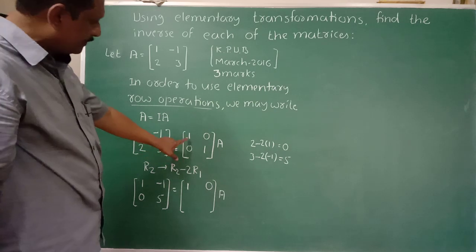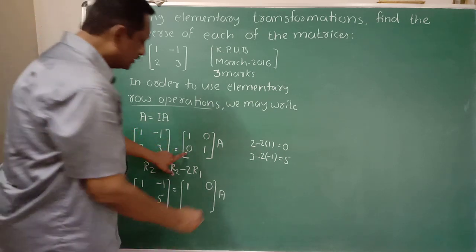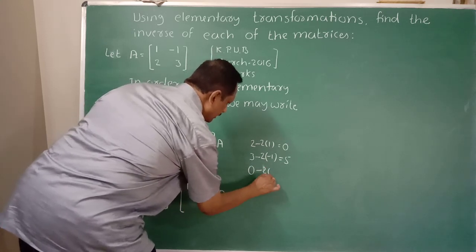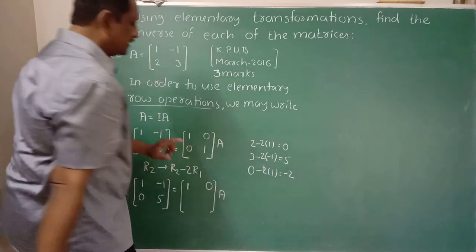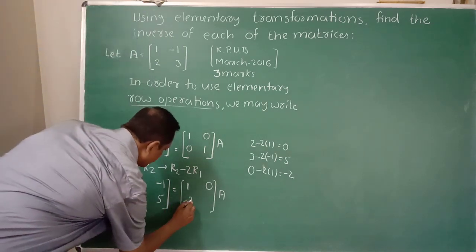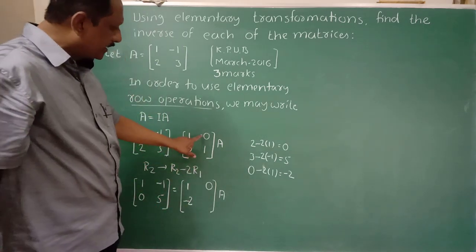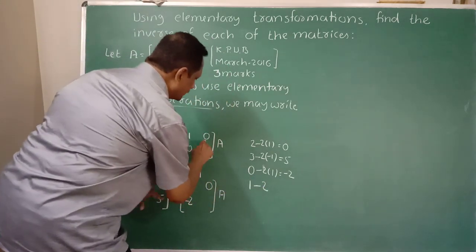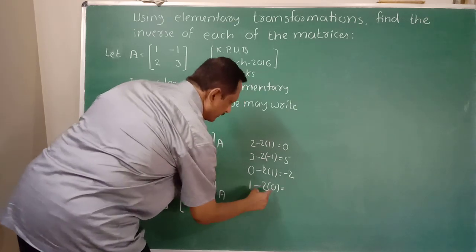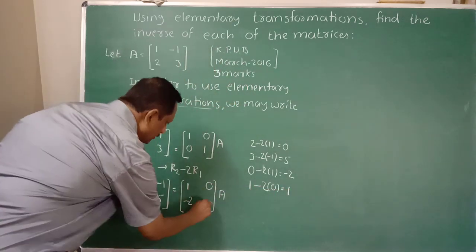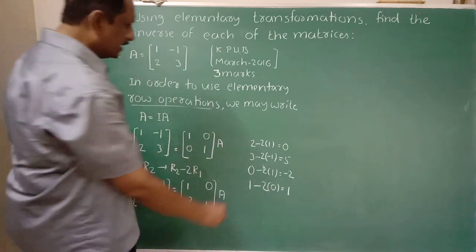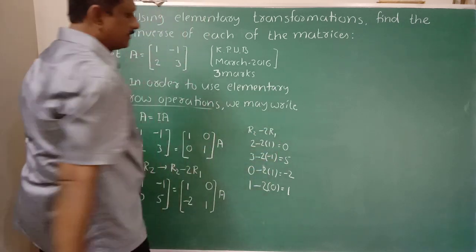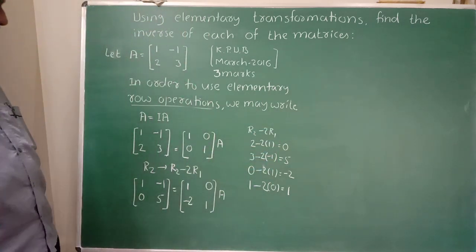Then multiply by 2 and subtract. So 0 minus 2 into 1 gives minus 2. And 1 minus 2 into 0 is 0, so this becomes 1 after subtraction, remaining 1. So write 1 here. Therefore R2 minus 2 into R1. So write this matrix here.